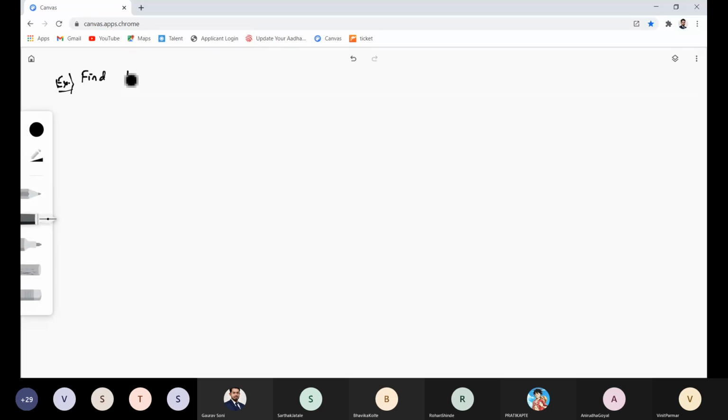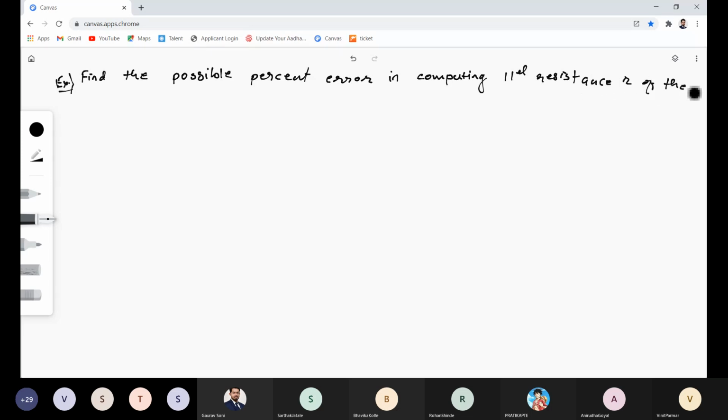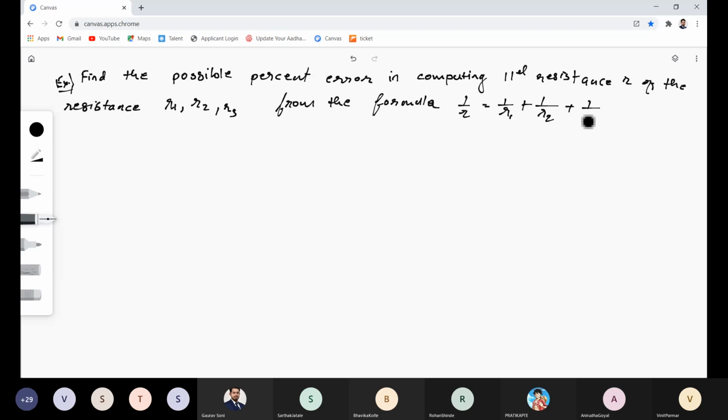Find the possible percent error in computing parallel resistance R of the resistances R1, R2, R3 from the formula 1 upon R is equal to 1 upon R1 plus 1 upon R2 plus 1 upon R3.